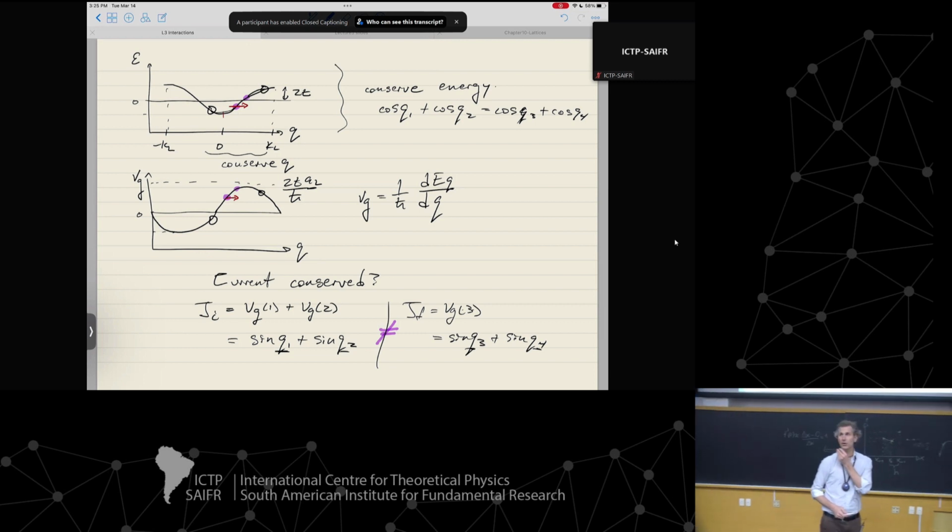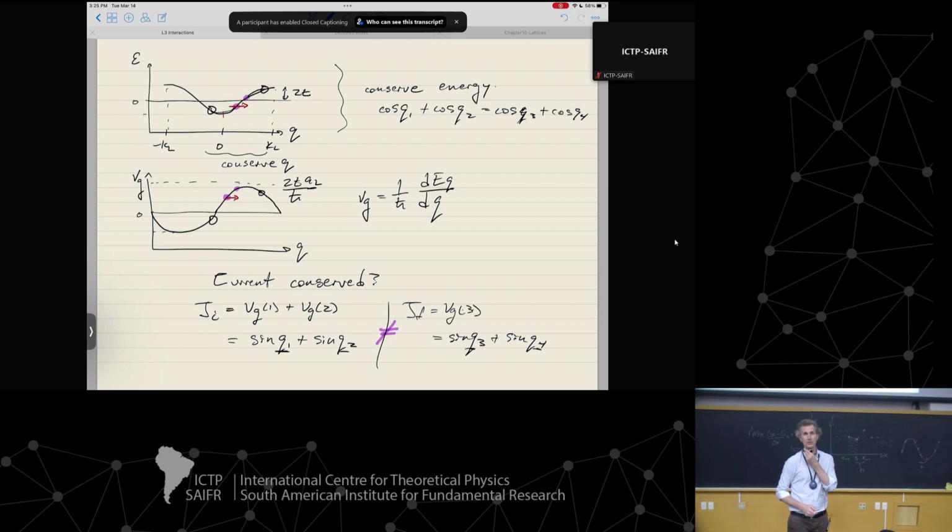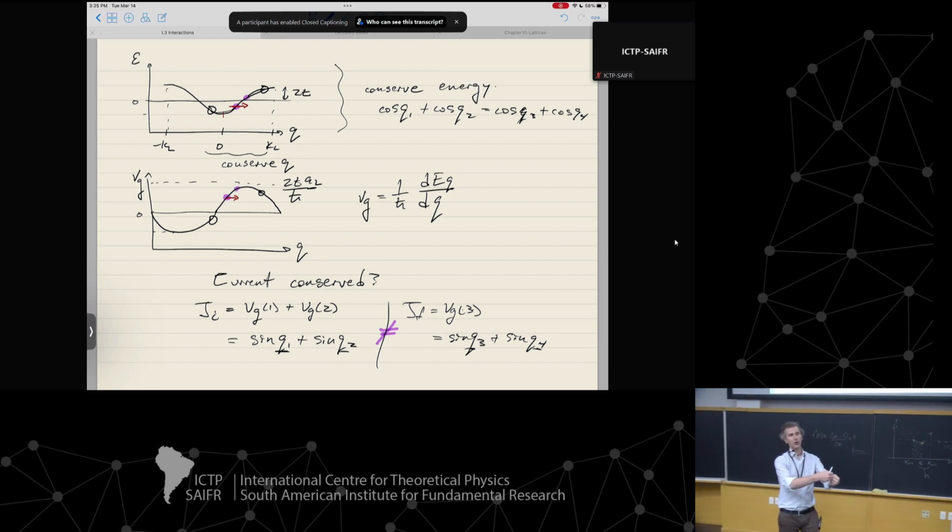The reason this occurs is because you've broken Galilean invariance. So if I were in the center of mass frame, or the co-propagating frame with the initial group velocity, and I see the collision, I don't get the same final collision.